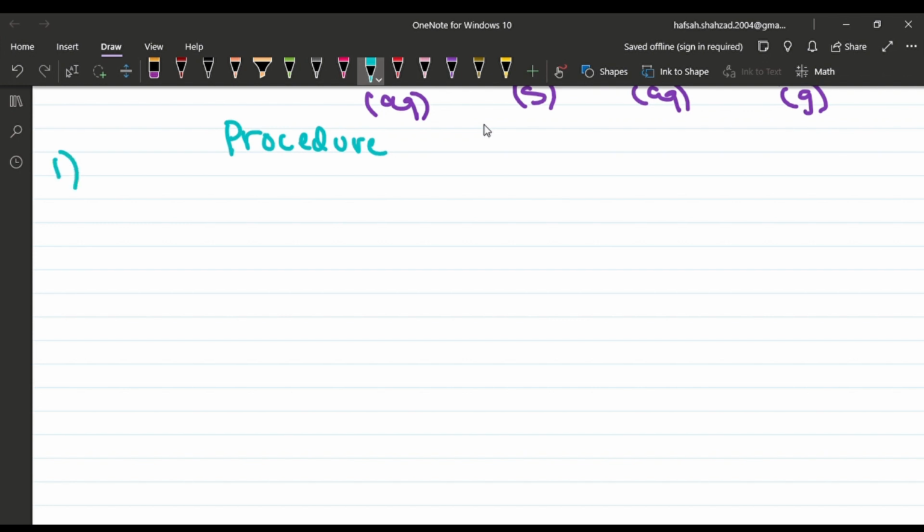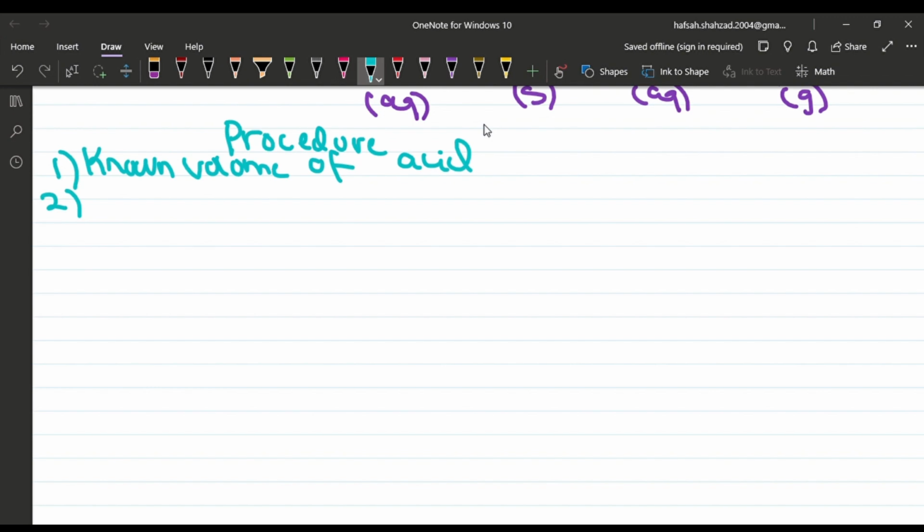Procedure includes, first and foremost, obviously, you take a known volume of H2SO4, because H2SO4 is a limiting reactant, so you need to have a known volume of it. I hope my writing is not unreadable, I'm trying my best. Known volume of acid. Then, in a beaker, you take a known volume of acid.